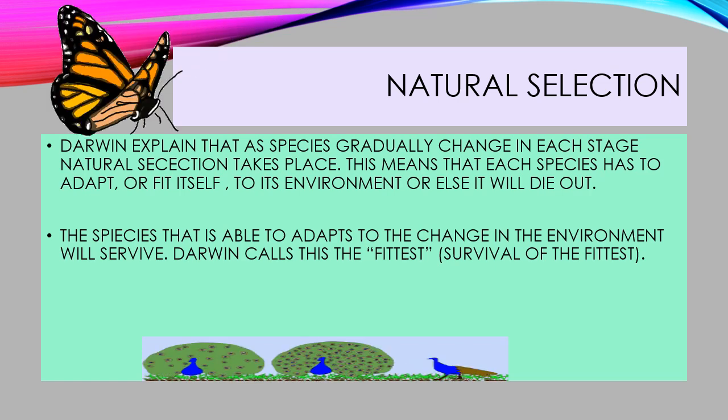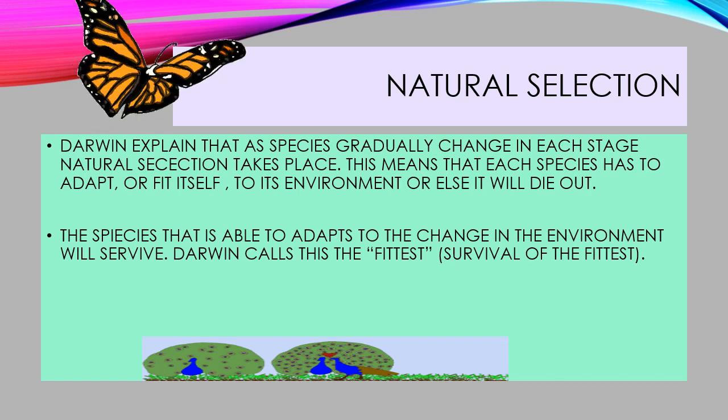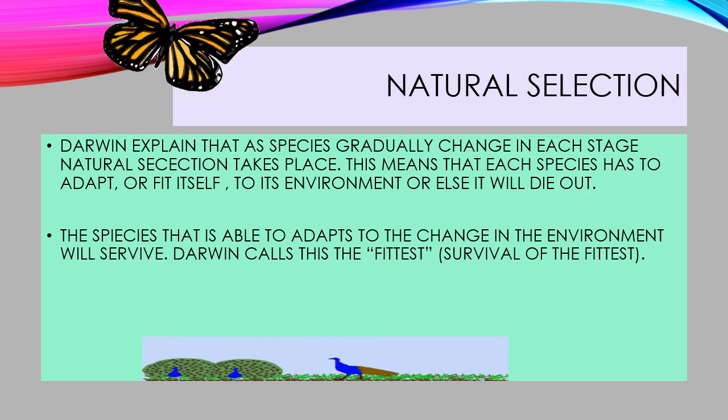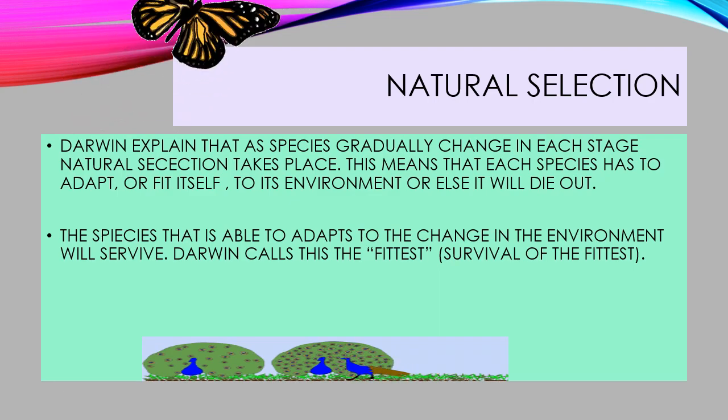Scientists believe that dinosaurs, for example, were in existence, but after a while they got extinct, which would mean they did not adapt to the change in the environment.